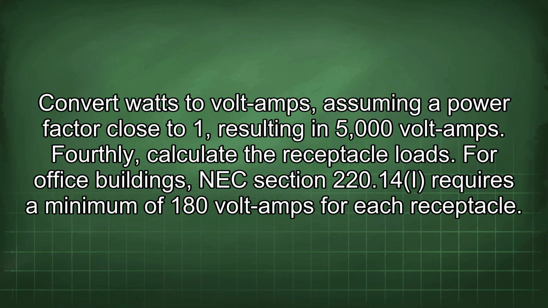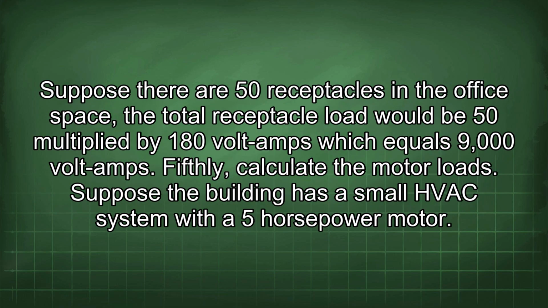Fourthly, calculate the receptacle loads. For office buildings, NEC Section 220.14 requires a minimum of 180 volt amps for each receptacle. Suppose there are 50 receptacles in the office space. The total receptacle load would be 50 multiplied by 180 volt amps, which equals 9,000 volt amps.